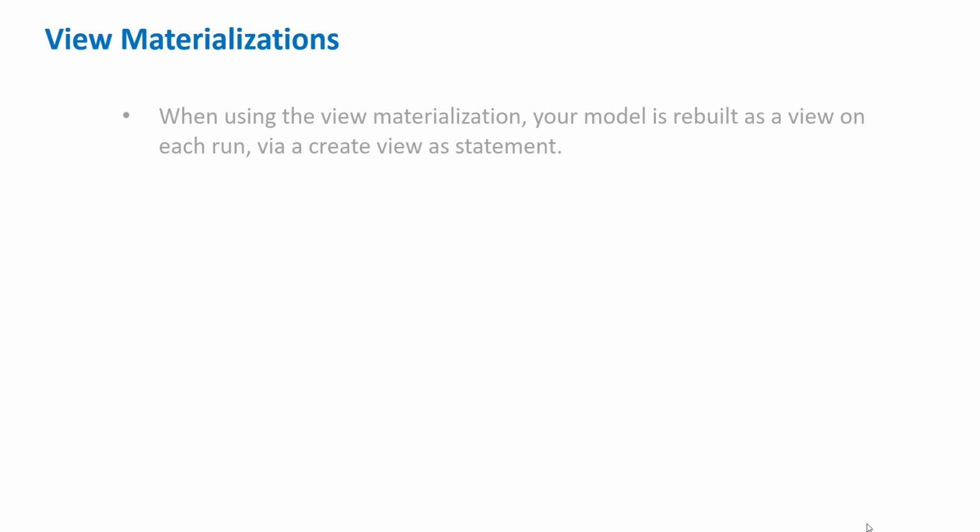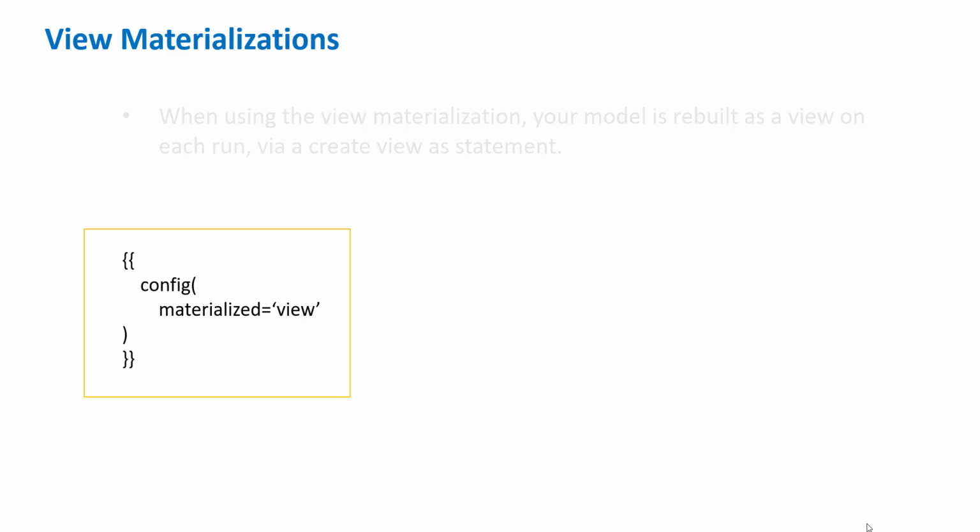View materialization. Previously you created your models as tables. Now you can create them as a view. To do that, you just have to set the config to materialized as view. Incremental materialization. We'll spend more time on this today because we have already seen table and view materialization.